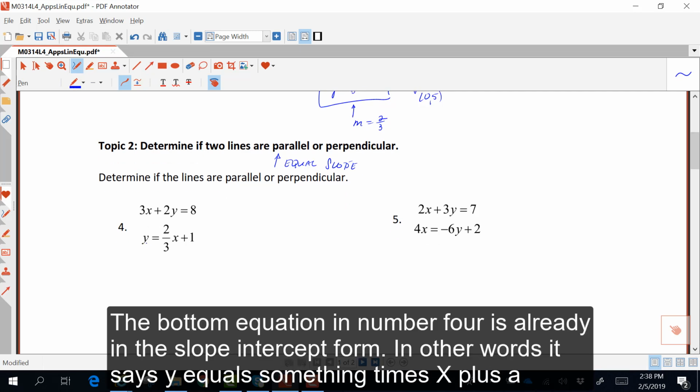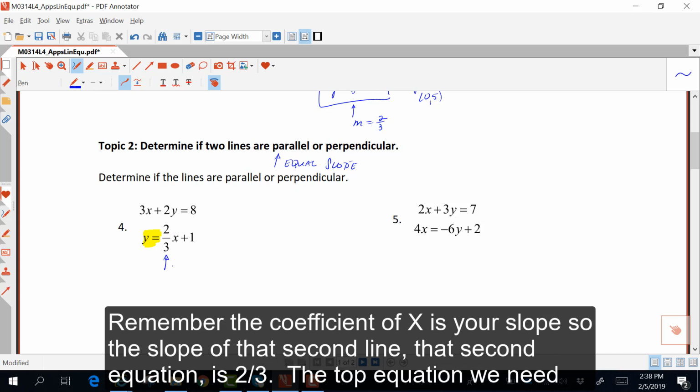The bottom equation of number 4 is already in the slope-intercept form. In other words, it says y equals something times x plus a number. Well, remember the coefficient of x is your slope. So the slope of that second line, that second equation, is 2/3.